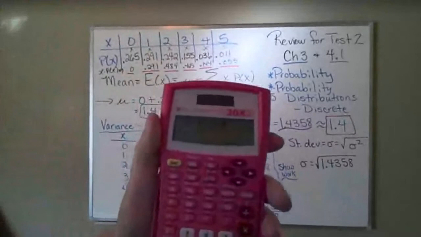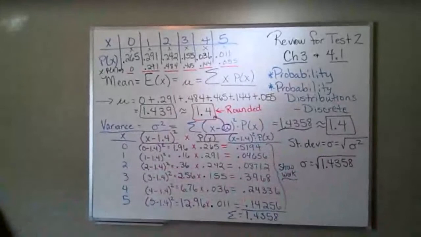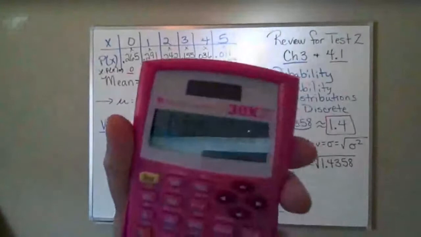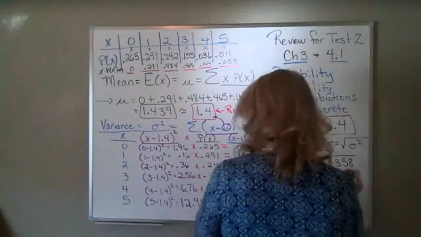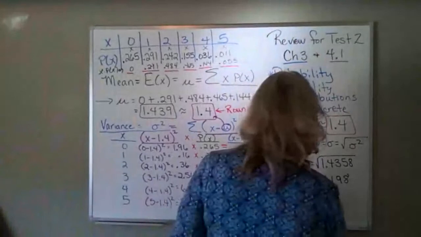And then when I hit enter, oh, somehow I got a negative there. Let me delete that. Yeah, I accidentally hit the negative button. So I did the square root of my last answer. It didn't like the square root of a negative. And I get this, which is 1.198, and they want me to round that to one decimal place, which would be about 1.2.